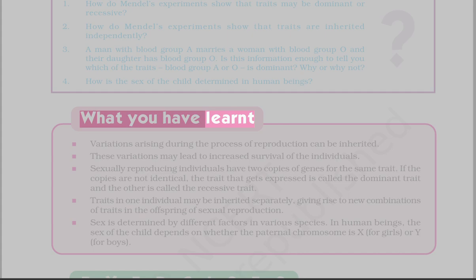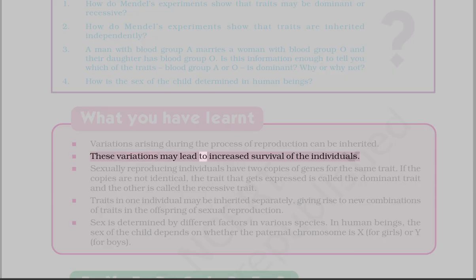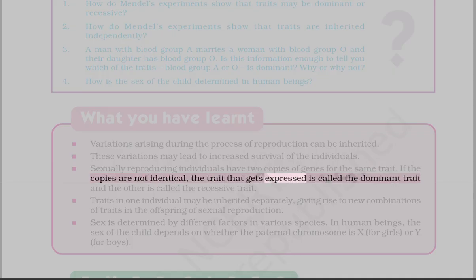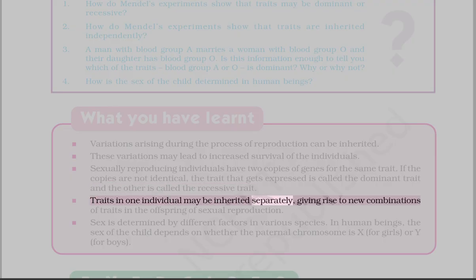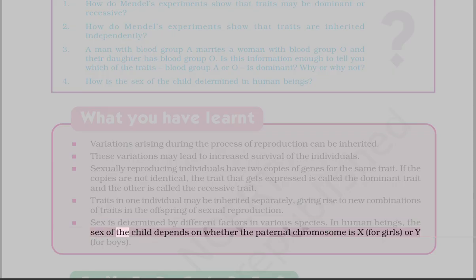What you have learned. Variations arising during the process of reproduction can be inherited. These variations may lead to increased survival of the individuals. Sexually reproducing individuals have two copies of genes for the same trait. If the copies are not identical, the trait that gets expressed is called the dominant trait and the other is called the recessive trait. Traits in one individual may be inherited separately, giving rise to new combinations of traits in the offspring of sexual reproduction. Sex is determined by different factors in various species. In human beings, the sex of the child depends on whether the paternal chromosome is X, for girls, or Y, for boys.